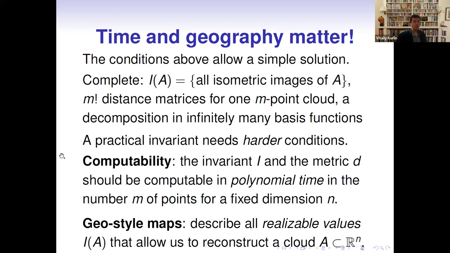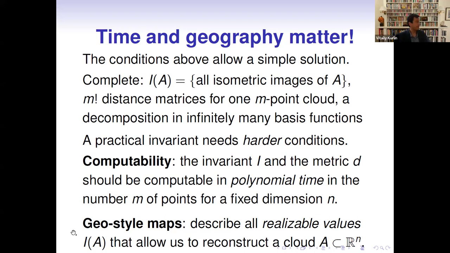So let me state now two harder conditions which will make everything more practical. First, computability. In the language of computer science, we require that the invariant and the metric on invariant values should be computable in polynomial time in the number of points, say for a fixed ambient dimension. There is a well-known so-called curse of dimensionality in computer science, when our algorithmic complexity depends exponentially on the dimension. We are not promising to resolve this curse here, but if you fix a dimension, and in practical applications our dimensions will be two or three, so it's a natural assumption, then for this fixed dimension the algorithmic complexity should be polynomial in the number of points. So this is a reasonable requirement.